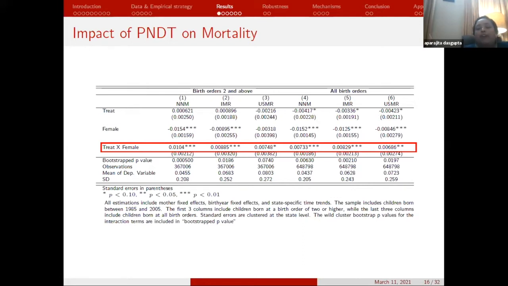Importantly, I think we should mention here that the sample restriction is that we are looking at children born between 1985 and 2005 in this table. The reason being that we want to restrict the range of the sample such that these are comparable groups pre and post treatment. But we also do some robustness checks looking at the full sample, that is up to 2016.